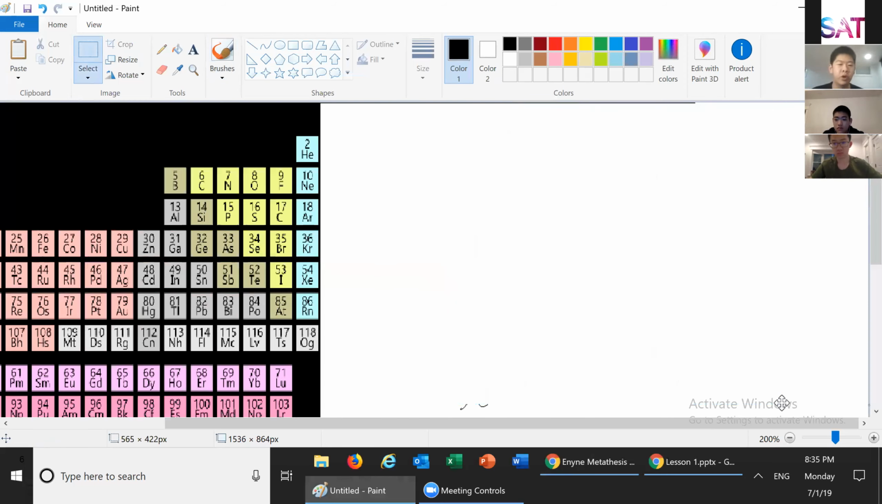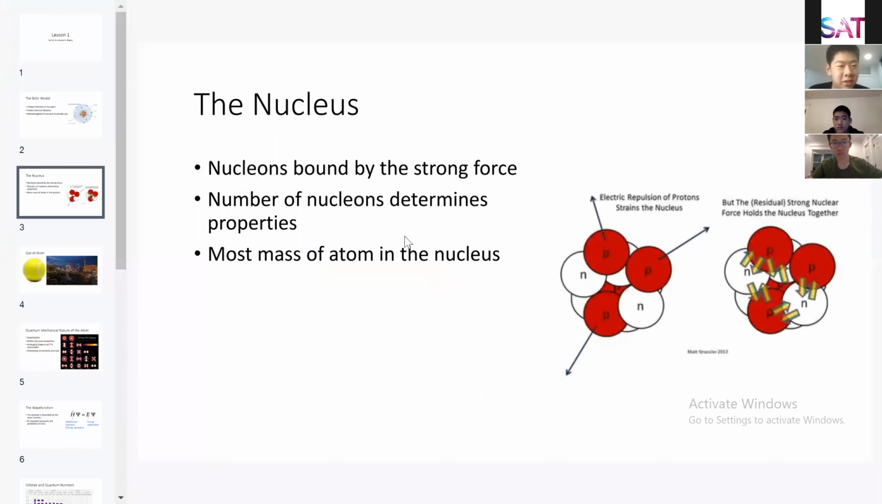We're going to get a document camera soon, so I won't have to use Microsoft Paint. So don't worry, in the future it will be better than this.